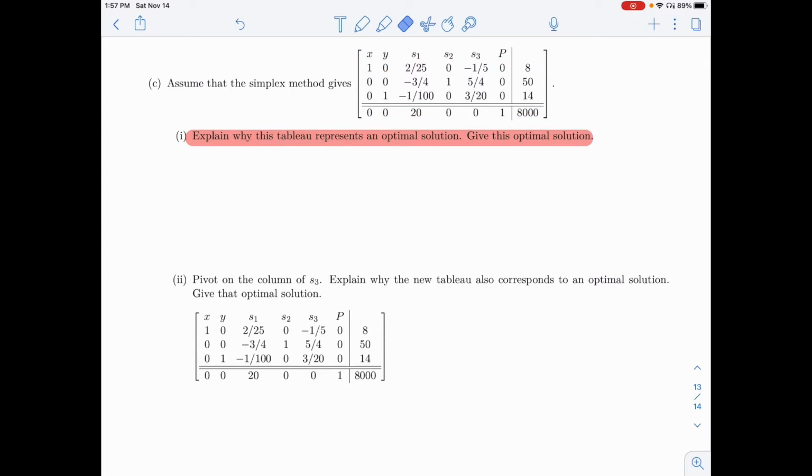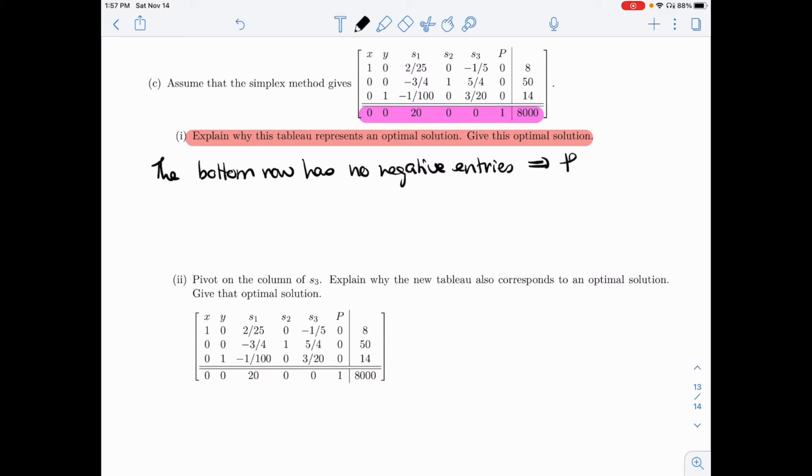All right, let's see. We know we're at an optimal solution if the bottom row has no negative entries, which is clearly the case here. So the bottom row has no negative entries. And so this tableau is optimal.